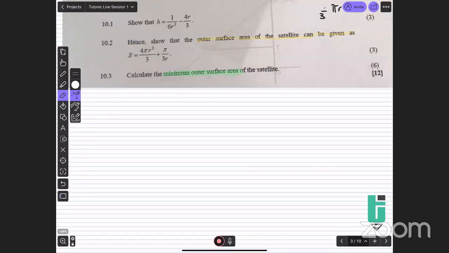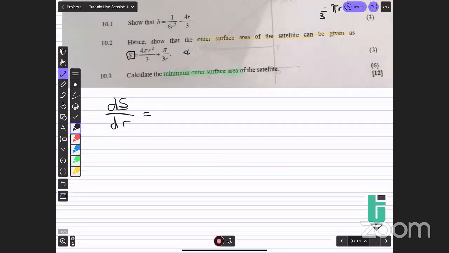So it's going to be dS by d. Not x, there's no x here. dr. Okay. Remember, this is always going to be what's there, and then this is just going to be the other variable.